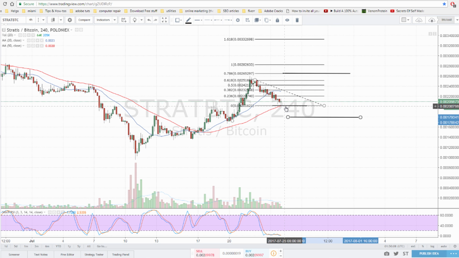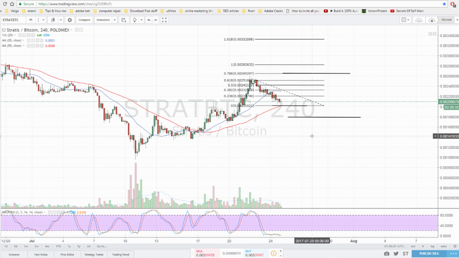Now, if the price touches this line and I see 1-2 candles confirming that it's bouncing, I'm going to open the trade on Bittrex. And if it continues to go down, then I won't take any trade. So if I take the trade, I will update this in the next video, I guess.